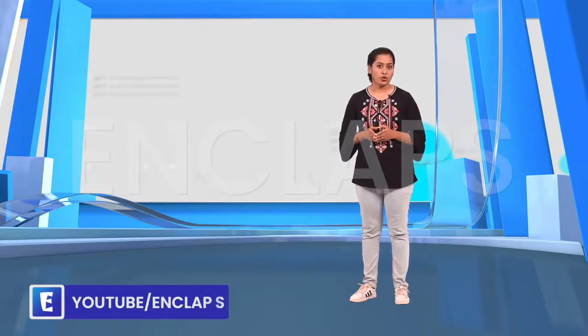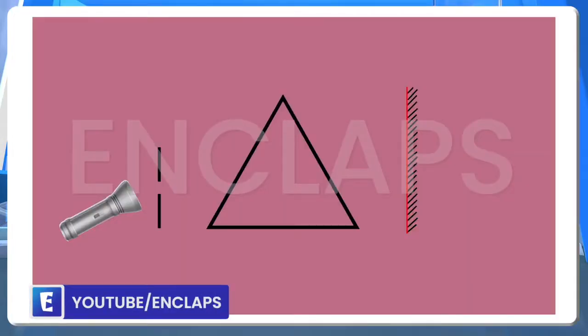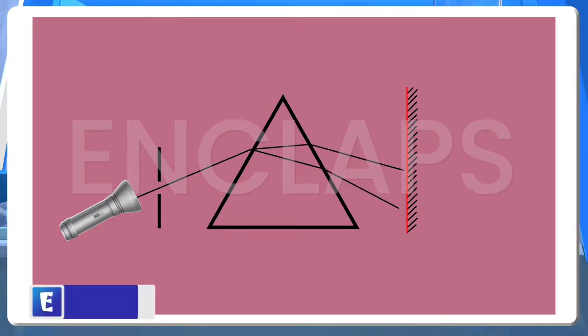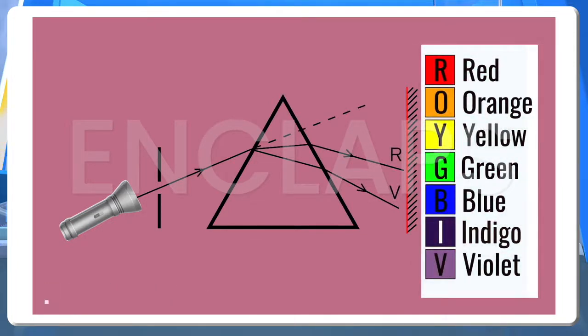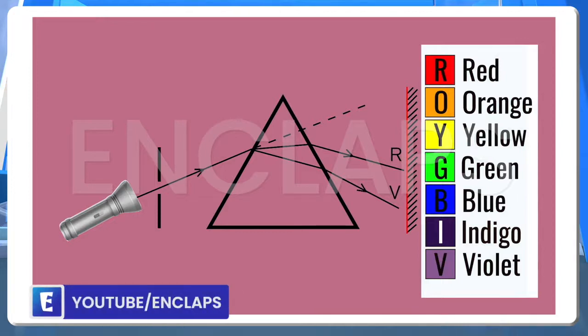But is it the sunlight alone that gets split up into component colors? No. If we cover the glass cover of a torch with a black paper, make a hole on its center of the paper and let the beam of white light from the torchlight fall obliquely on the prism, we can observe the same splitting up of light into their component colors. The colors pattern will be the same: violet, indigo, blue, green, yellow, orange and red, or in short, VIBGYOR.